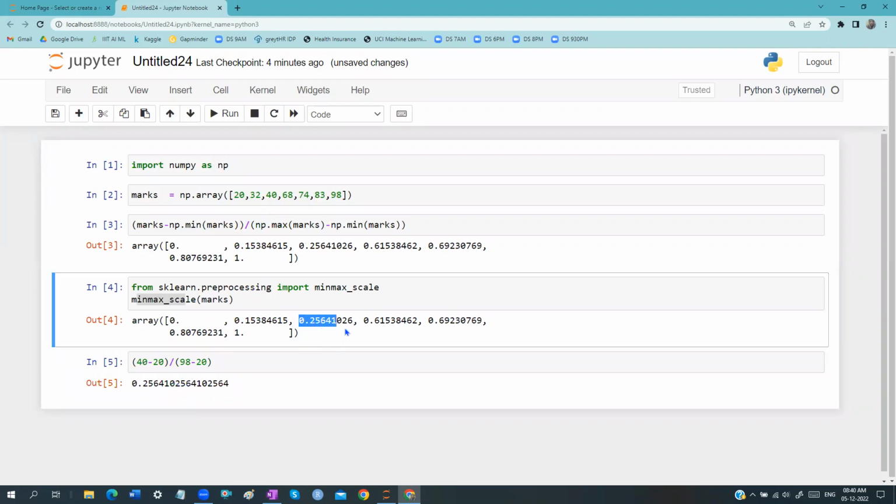0.25641025 is there, guys. It's 0.256, so rounded off, it is going to be 0.26. It was rounded off, and the remaining numbers got ignored. See guys, how simple the functionalities are going to be.